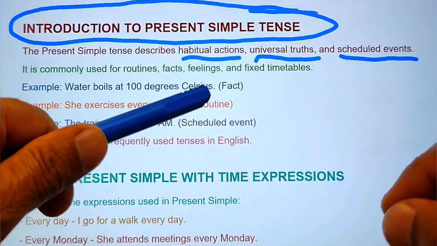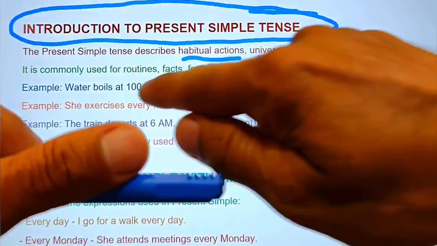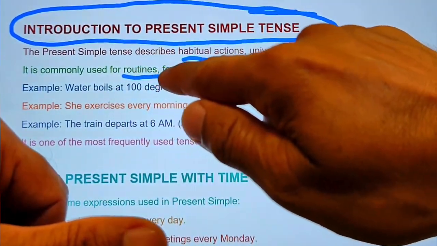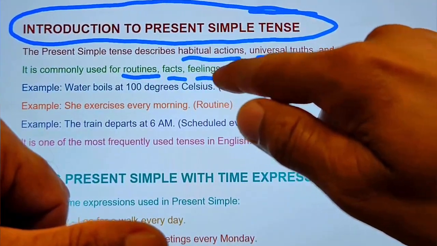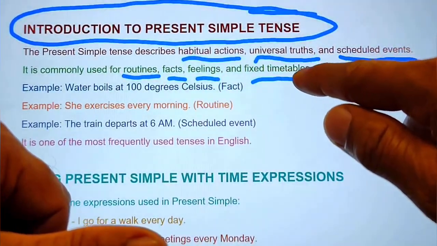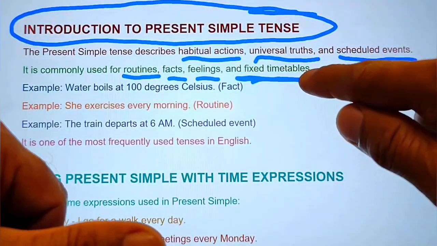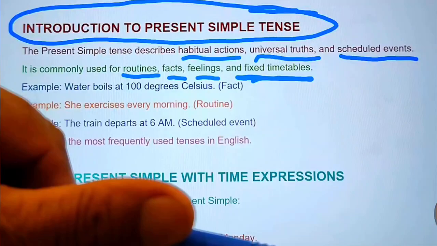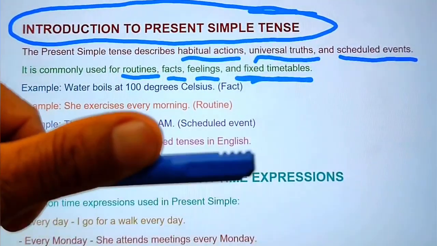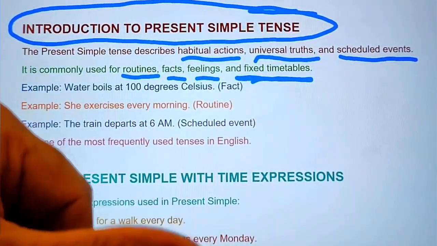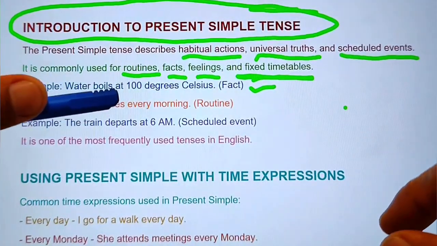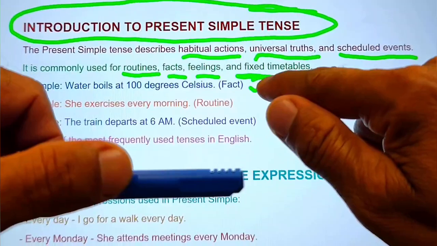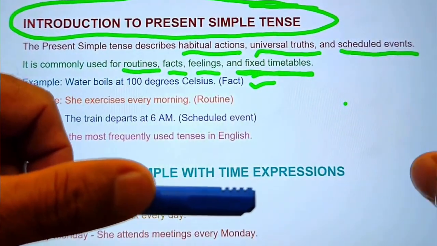feelings, and fixed timetables. So for a routine, a fact, a feeling, or a fixed timetable, we use the simple present tense, like I go to school every morning at 8 o'clock. So this is a fixed timetable. For example, water boils at 100 degrees Celsius. This is a fact and we use the present simple tense here.